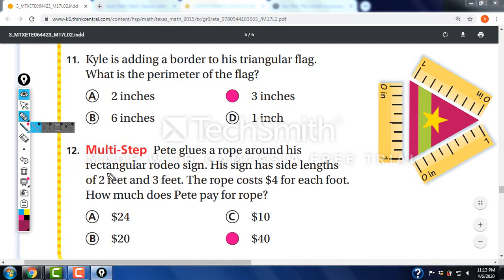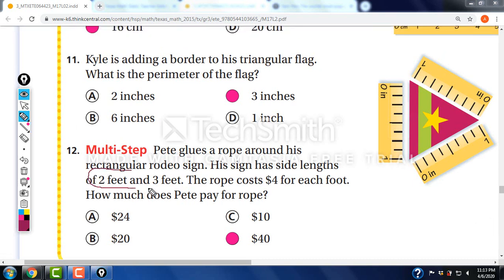Okay, so then you've got these. Get the perimeter first. If you get your perimeter first, the rectangular rodeo sign: one side is 2 feet, the other is 3.